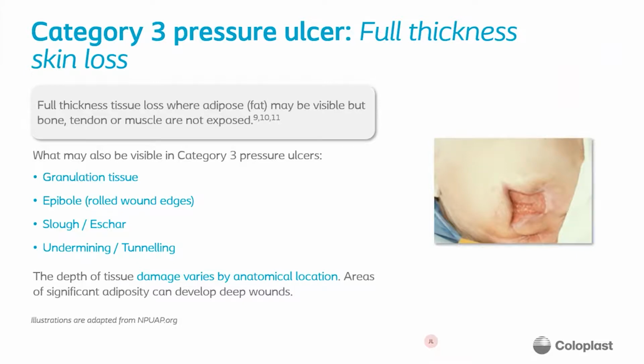Again, a really good, clear image of a category 3 full thickness tissue loss, and this has got those slightly rolled edges. You may even in this wound have some slight undermining possibly under this lip or under this rolled edge here. So again, something to just be aware of.